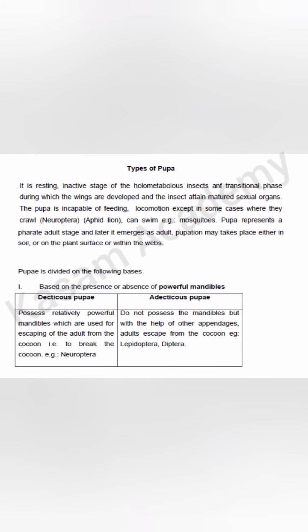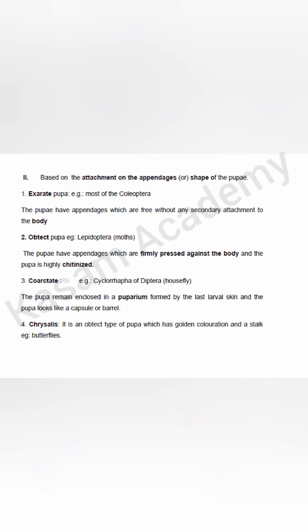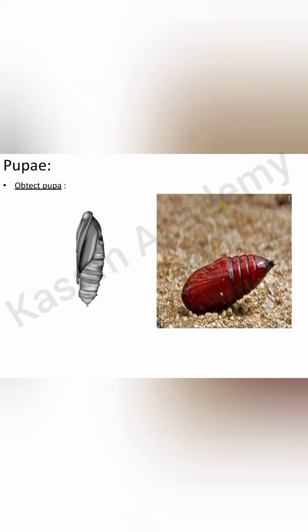Now we will see different types of pupa. Generally, pupa is a resting stage in holometabolous insects, and based on the presence or absence of mandibles, the pupa is categorized as decticous and adecticous type of pupa. Based on the attachment of appendages to the body, the pupa is categorized into different types. First is exarate, next obtect and coarctate, and chrysalis type of pupa. First is the obtect type of pupa.